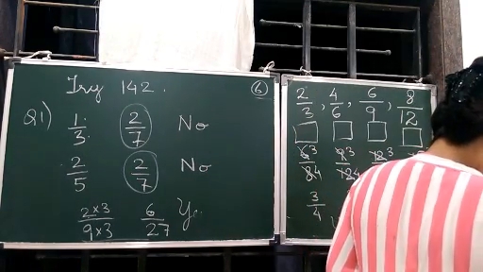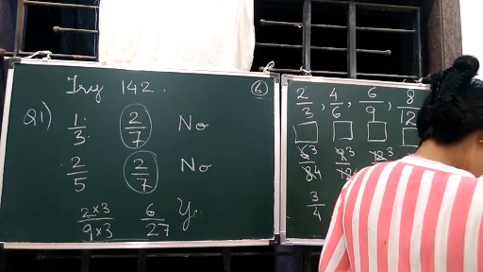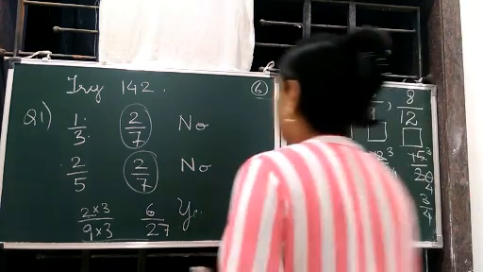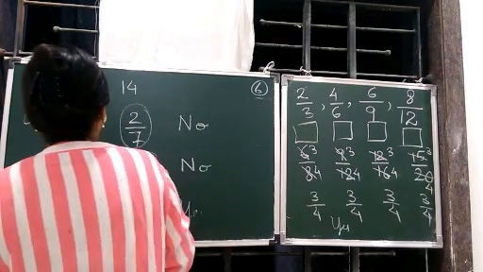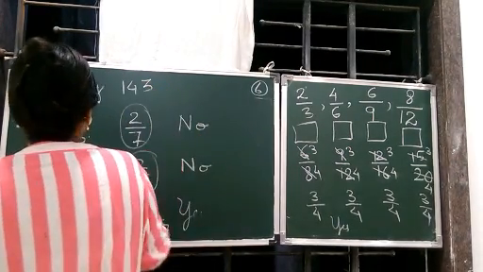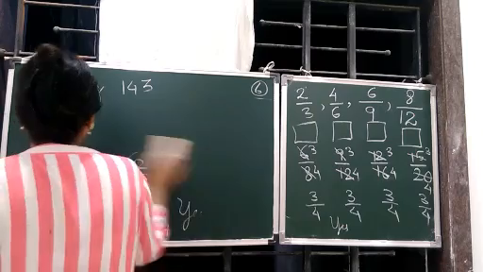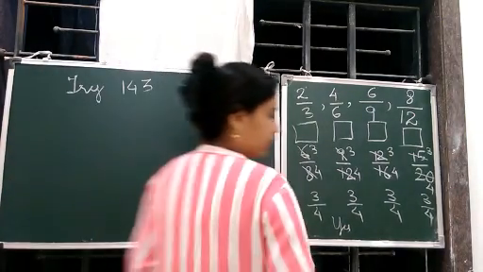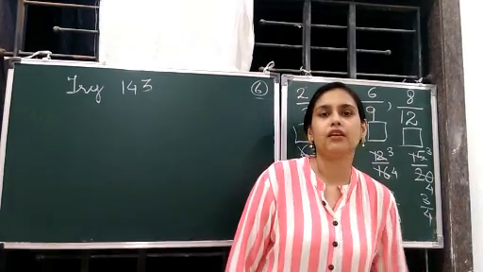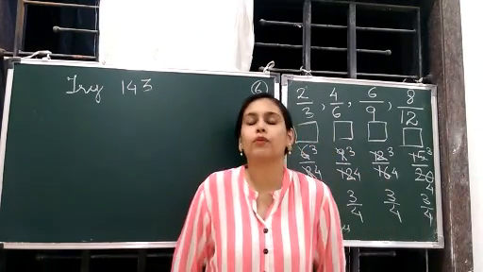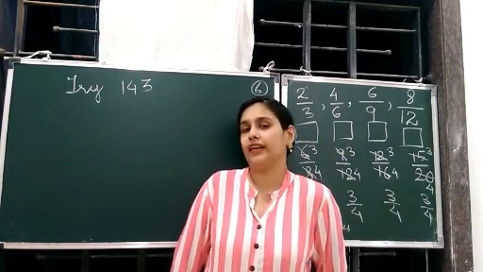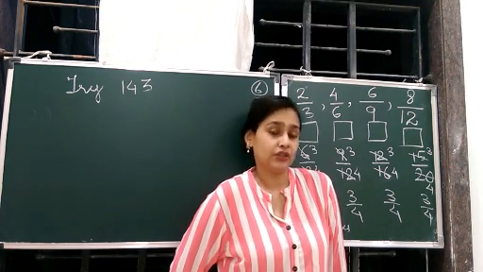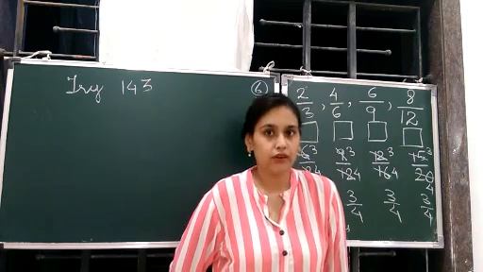So this completes the try these of page 142. Then there is a try these in page 143. We are going to do that now. Page 143. Try these. Explanation of equivalent fraction I have already given you, children. Equivalent fractions, once again we are going to repeat. Equivalent fractions are fractions which are obtained by multiplying or by dividing same number to the numerator or to the denominator of a particular fraction.